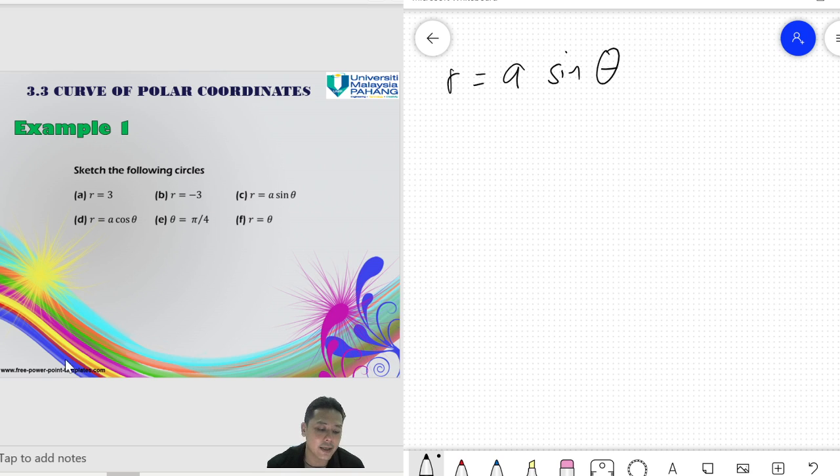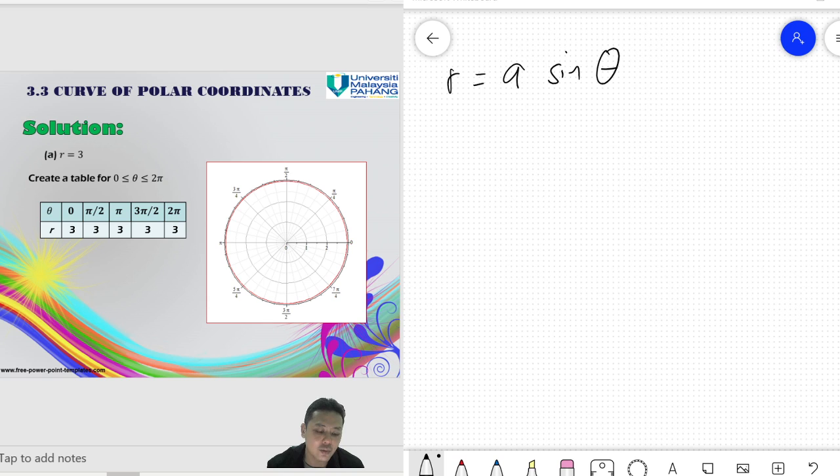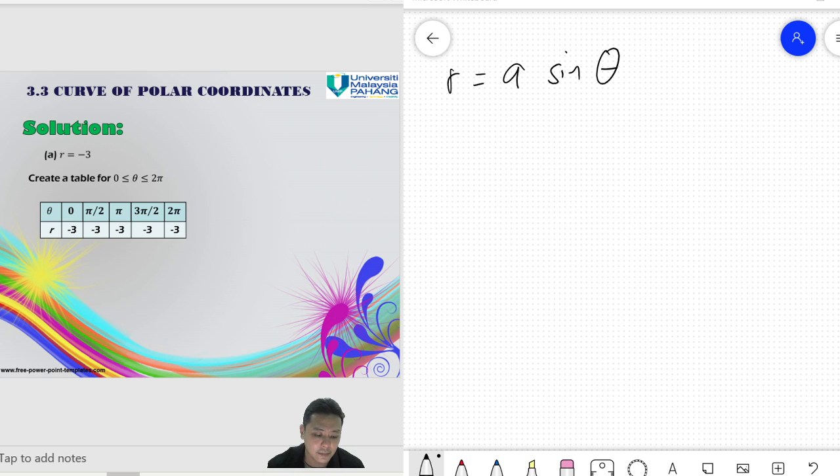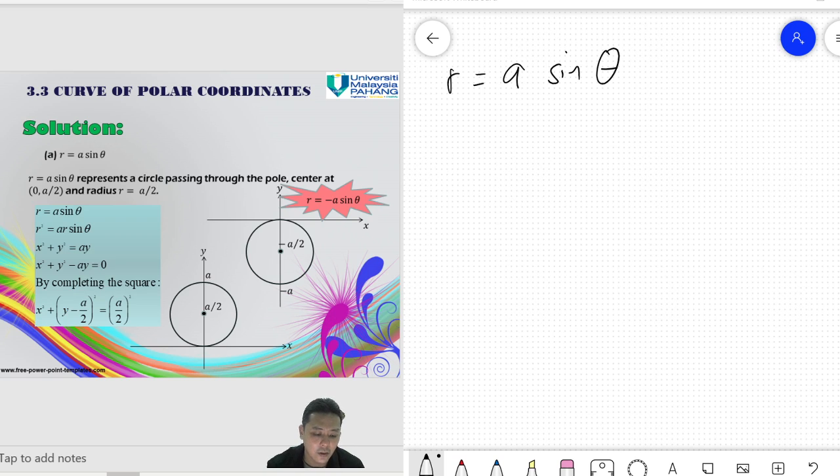So let's look at the next example, which is r equals a sine theta. The explanation is already in the slide as well. As you can see here, I will just do the explanation. This is the case of a circle as well, but the center is not at the origin. It has been shifted.